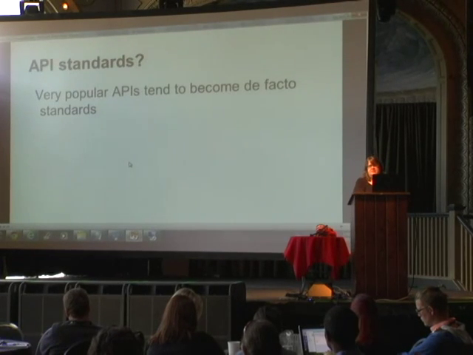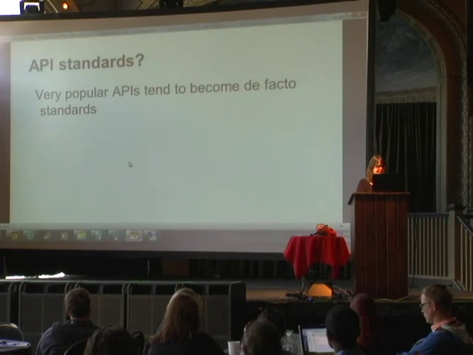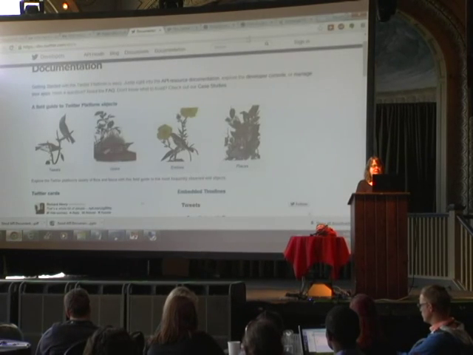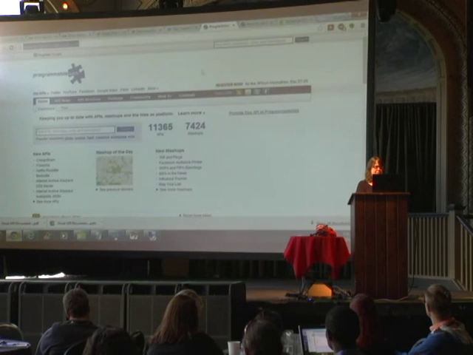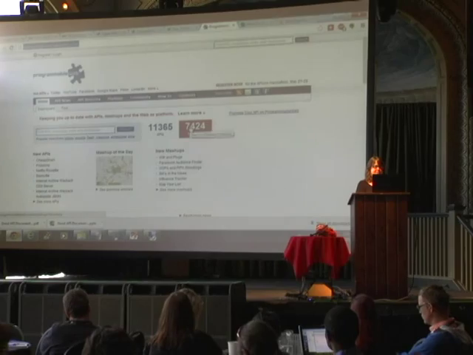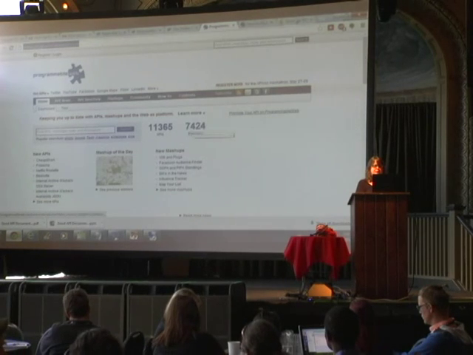And so I started to think, are there API standards? I haven't found any specific API standards, but it seems like very popular APIs almost tend to become de facto standards. And I really recommend the site ProgrammableWeb.com. It has tens of thousands of APIs, including some mashups. So I was just looking at some examples earlier today. Right now they have 11,365 APIs and over 7,000 mashups.